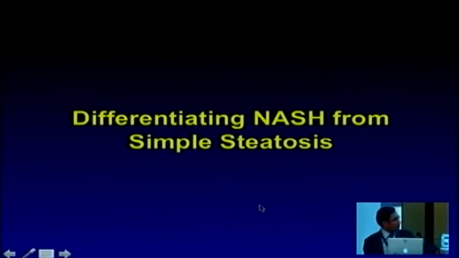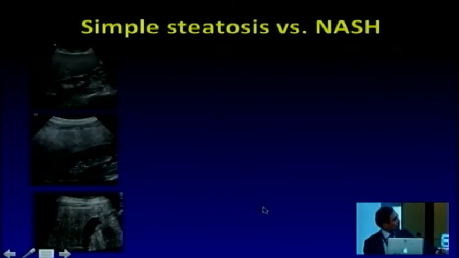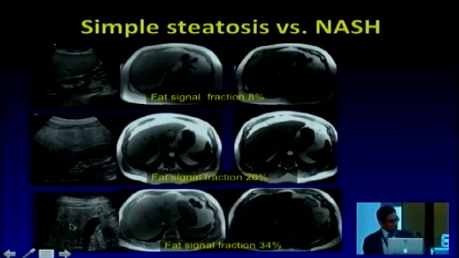The next topic I'm going to talk about is differentiating NASH from simple steatosis. We're going quickly through this. This is an ultrasound showing 3 different patients having fatty change. And you would wonder, this patient has more fat, and probably looking at the coarse echo texture, we might be wondering this patient might be having fibrosis. And if you look at the fat fraction, it is true. This has 8%, and the last one has 34%.